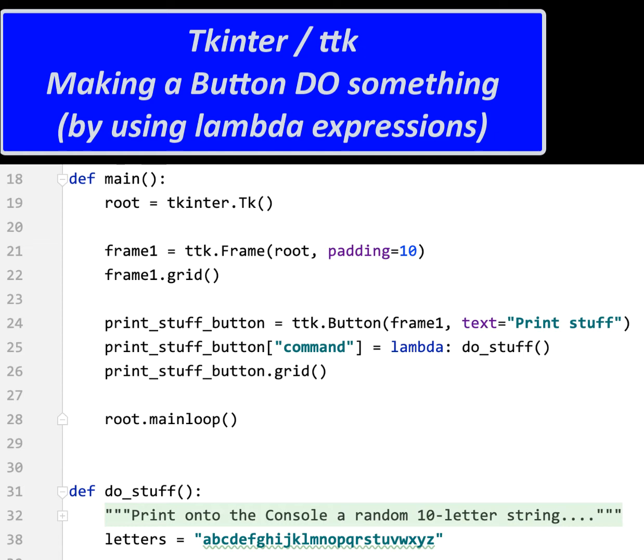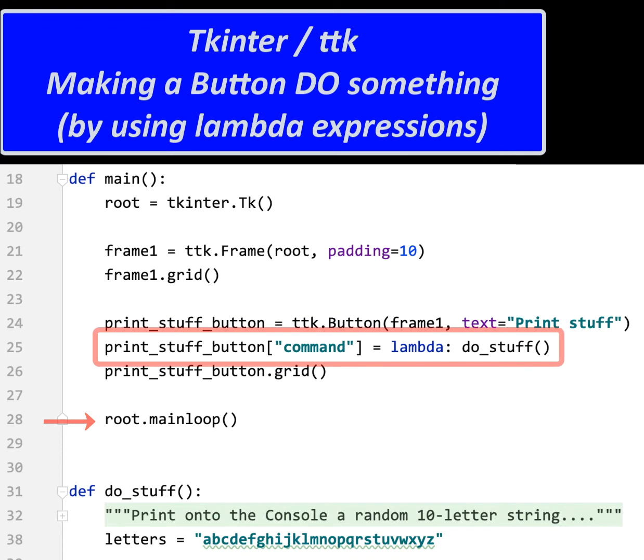Main is the same as we've seen before, except for line 25. That is, main makes a Tkinter.tk object, calling it root. It constructs a frame, putting it on the root, grids the frame. It constructs a button on the frame with a label "print stuff," and it grids that button. It then enters the main loop where it sits there waiting for events, in this case, button presses.